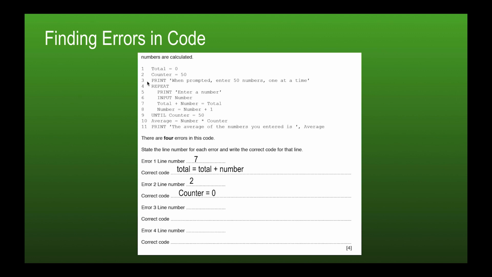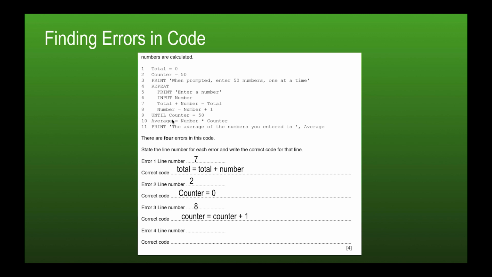Look at the counter variables. Is the counter being added onto correctly? And in this instance, there is no counter. It's adding number equals number plus 1 instead. So line number 8 would be our next error. And we can fix that by simply swapping it from number to counter.